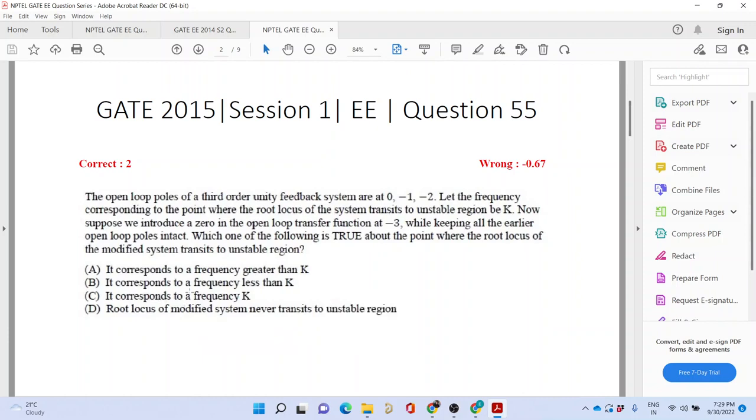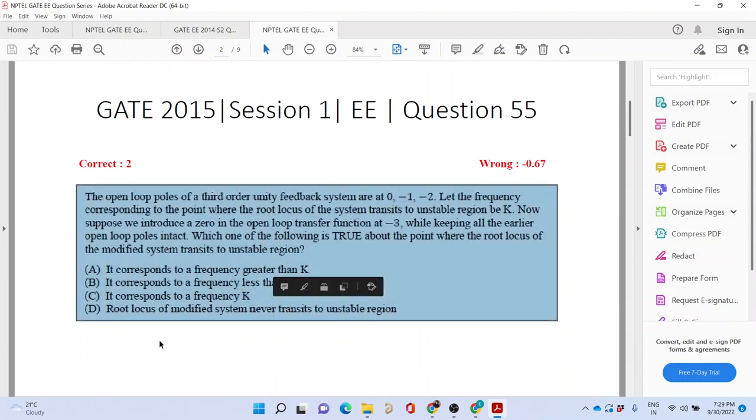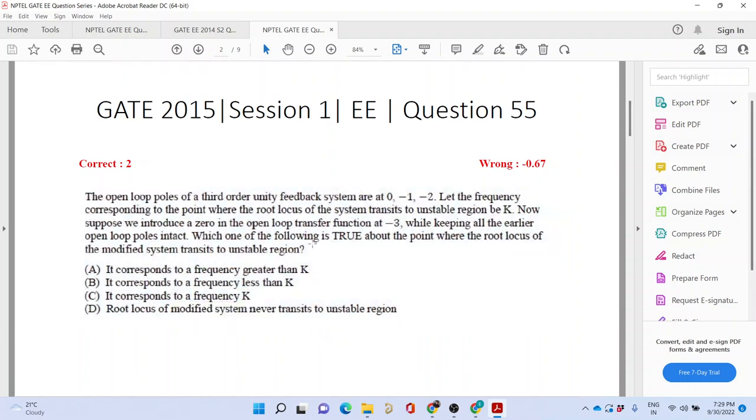See, the first thing is, when you are adding a 0, it will have some effect. It will not remain at K, so the point of intersection will not remain at K. So there has to be some change. Adding a 0 will have the effect of pulling that root locus branch to the left hand side of the S plane. So it can either be greater than K, or it can never touch the j omega axis at all.